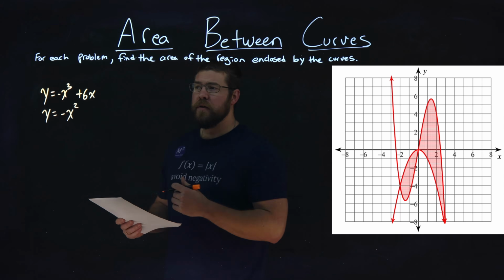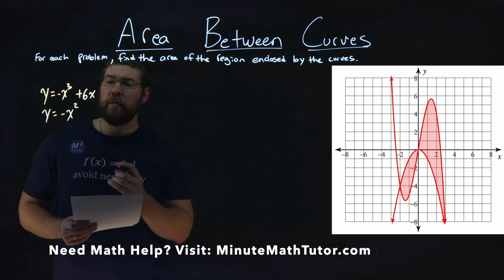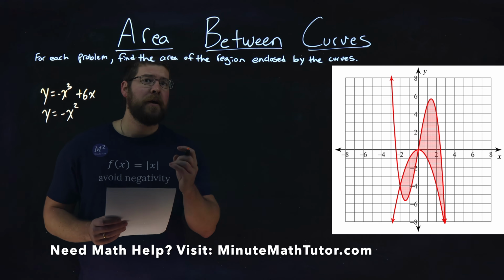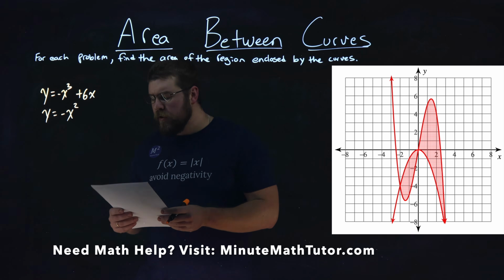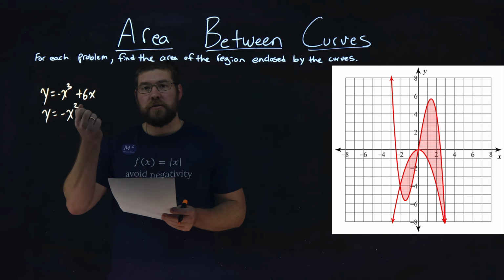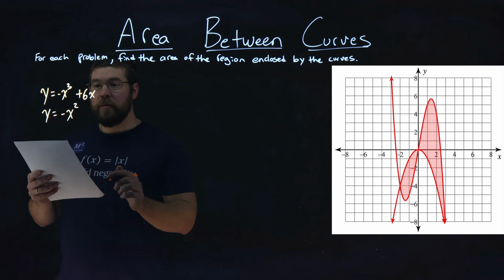We're given these equations here. y equals negative x to the third power plus 6x, and y equals negative x squared. And we want to find the area of the region enclosed by the curves. Well, first thing is I want to see where these functions intersect. So what I want to do is set them equal to each other.